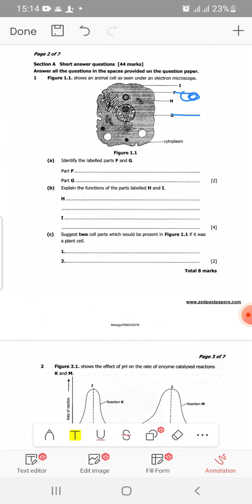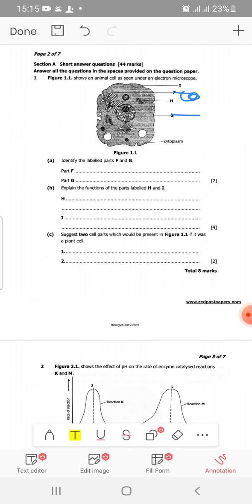Then I is the cell membrane, which acts as a selective permeable membrane, which selects the substances that go out and those which come into the cell. So it acts as a selective permeable membrane to substances that enter and leave the cell. In animal cells, it also provides the shape of cells and also protects the cells. But specifically here we're talking about it playing a role of selective permeable membrane, which selects the substances to go in and out. Okay, so that's what you write here.